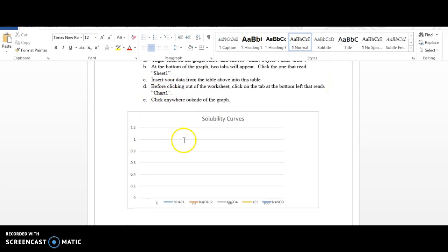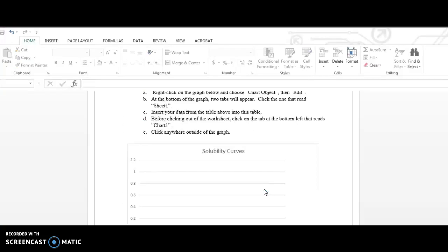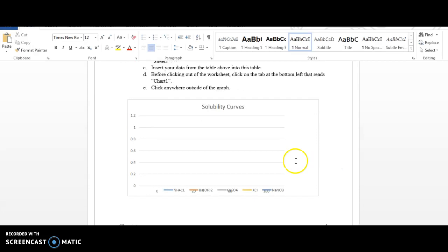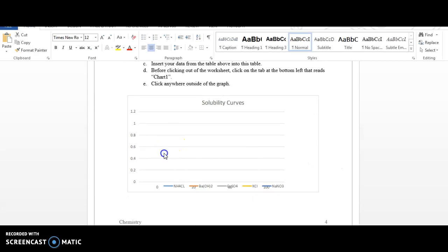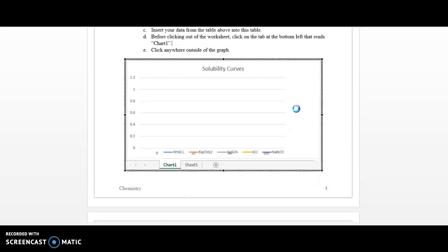So what you want to do, right click, with the right side of your mouse, click on this graph right here, click on where it says chart object, then click edit. You're going to have to probably scroll down a bit. Sometimes you have to double click to get it to work too.